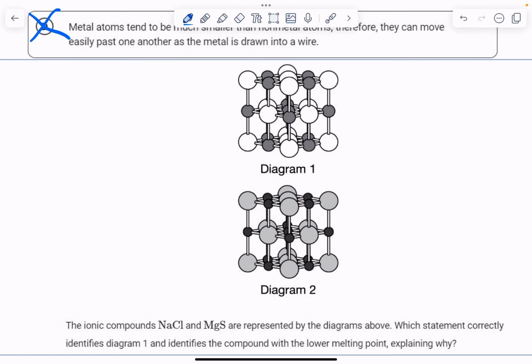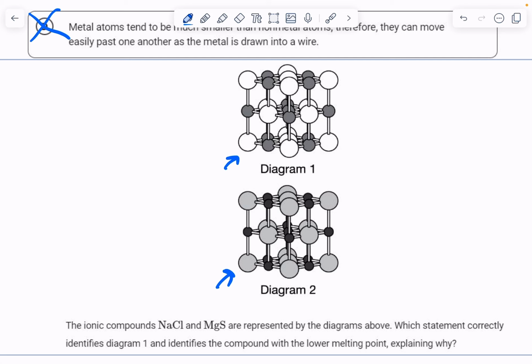This short answer question: we have two ionic compounds, NaCl and MgS, and they're represented in the diagrams above. Which statement correctly identifies diagram 1 and identifies the compound with the lower melting point? We have to explain why. Looking at each diagram, we'll notice diagram 1 has two ions. It'll either be NaCl or MgS. And these seem to be roughly closer in size than these two. These two seem to be different in size, or more different in size compared to diagram 1.